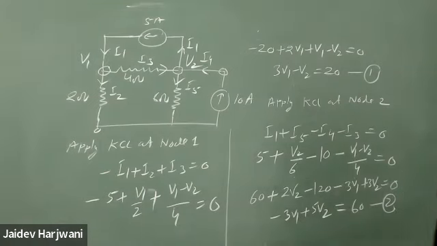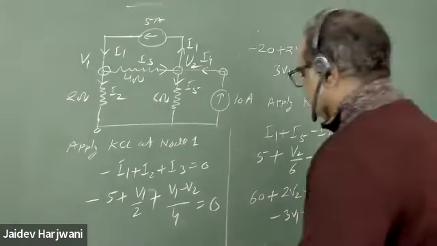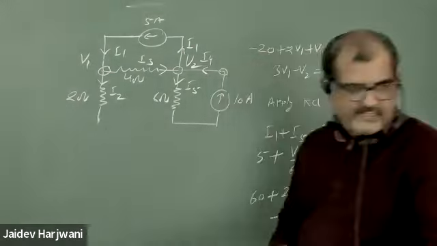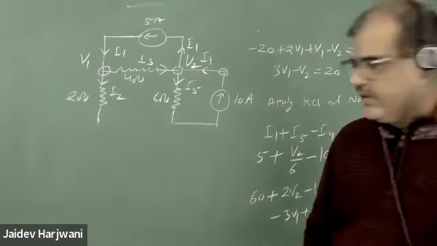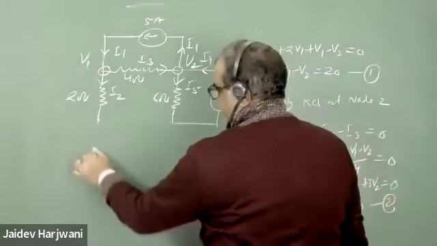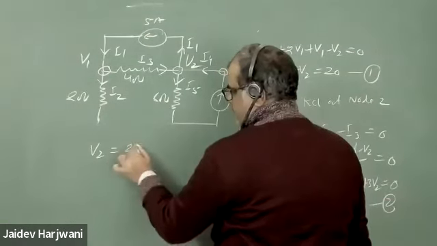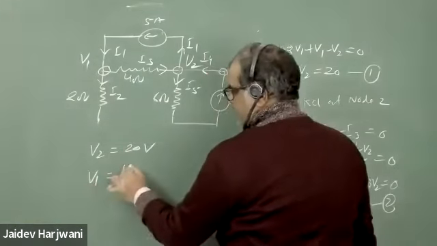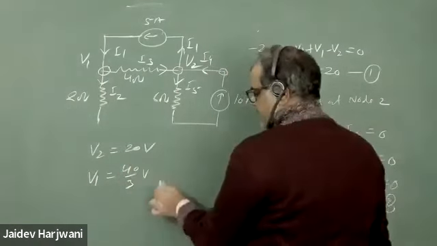ऐड कर लेंगे सर दोनों, V2 equals to 20. V2 हमारे यहाँ पे है. Okay, so if you write, I am writing the direct answer. V2 will be 20 volts. And V1 is 40 by 3. Yes, V1 is 40 by 3 volts. Okay.